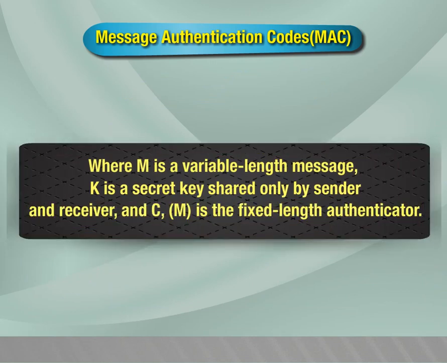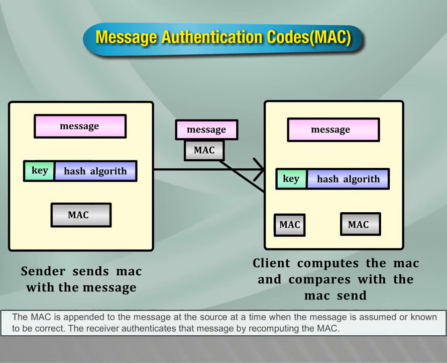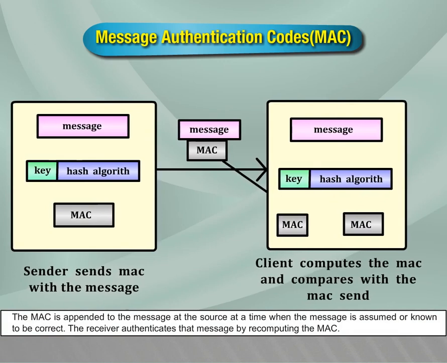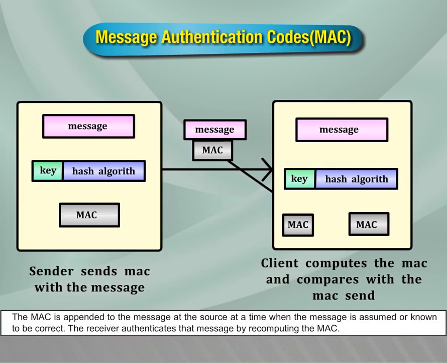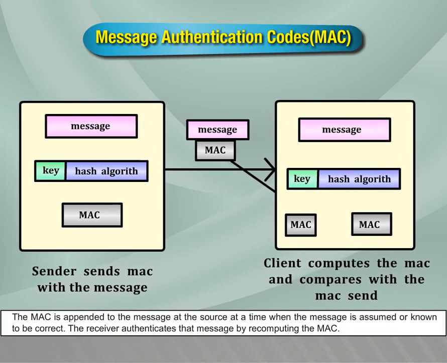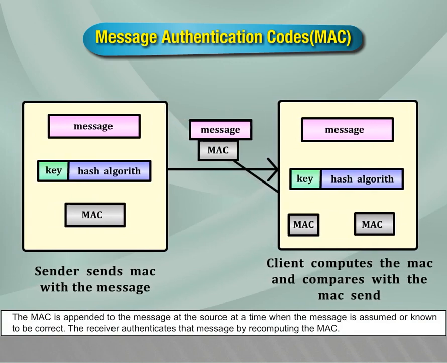Where M is a variable length message, K is a secret key shared only by sender and receiver, and C(K, M) is the fixed length authenticator. The MAC is appended to the message at the source at the time when the message is assumed or known to be correct. The receiver authenticates that message by recomputing the MAC.